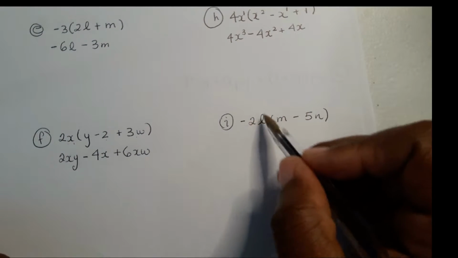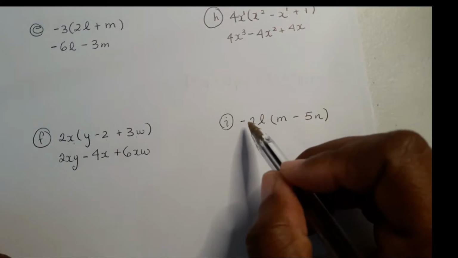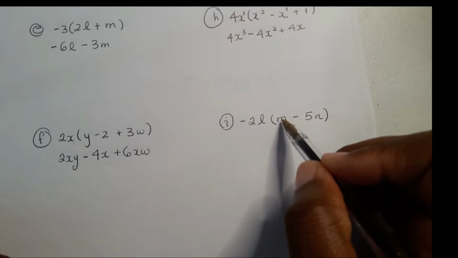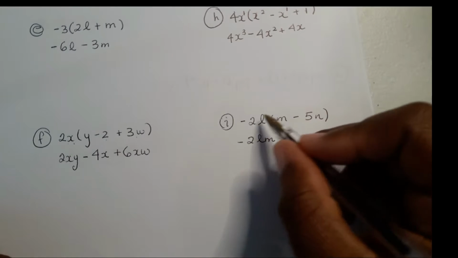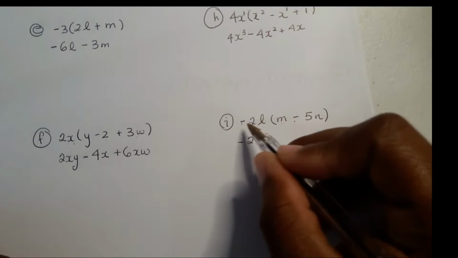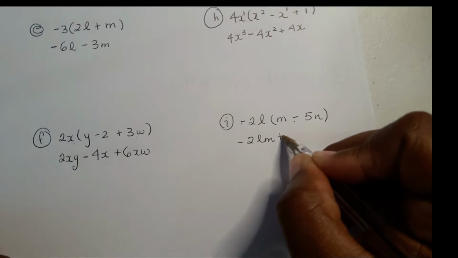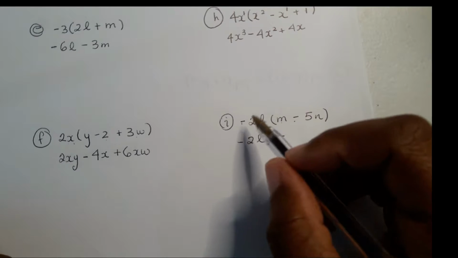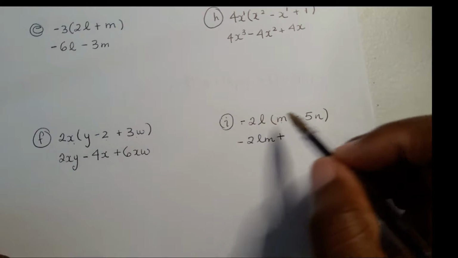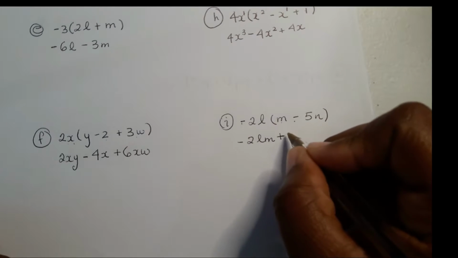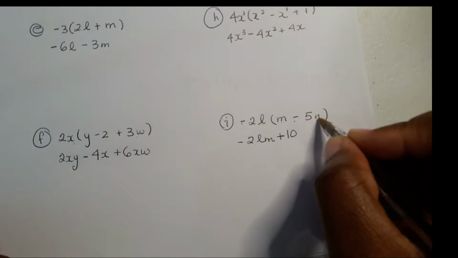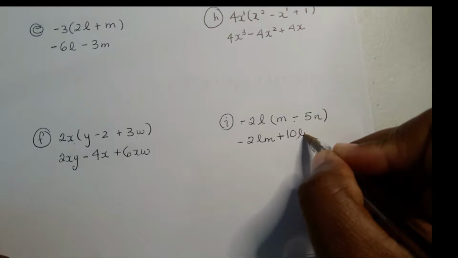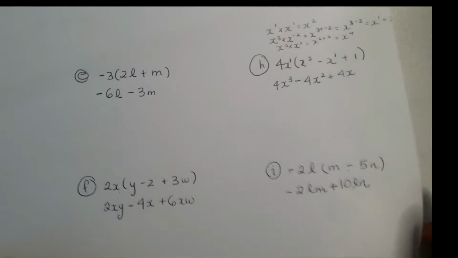Alright, now here we have another one that's negative out here. So it's negative 2l times m will give you negative 2lm. And then since this is negative and this is negative, when you multiply them, you get a magic positive sign. And so you would have negative 2l times negative 5n, which will give you 10ln. So we're saying 2 times 5 is 10, and then we're sticking these variables together, l, n. Yay! So those should be your answers.